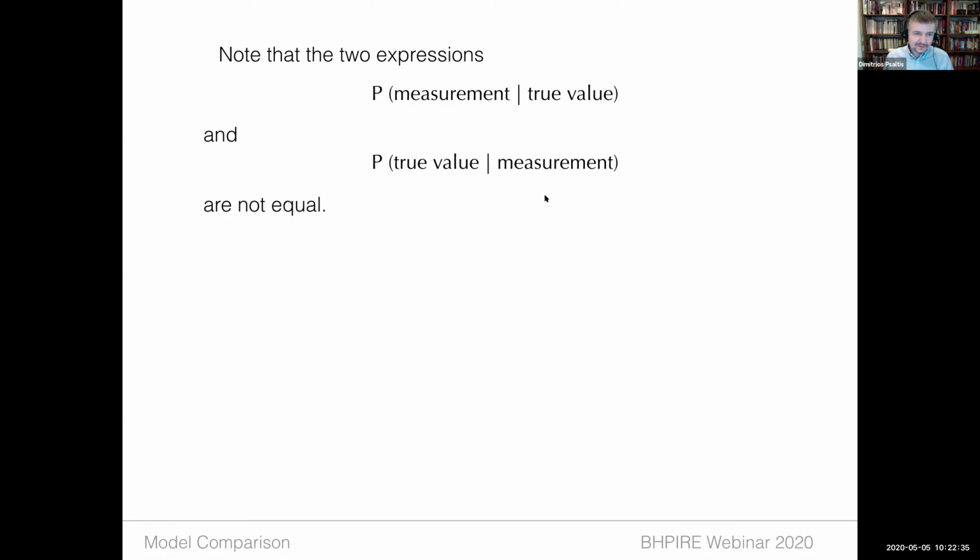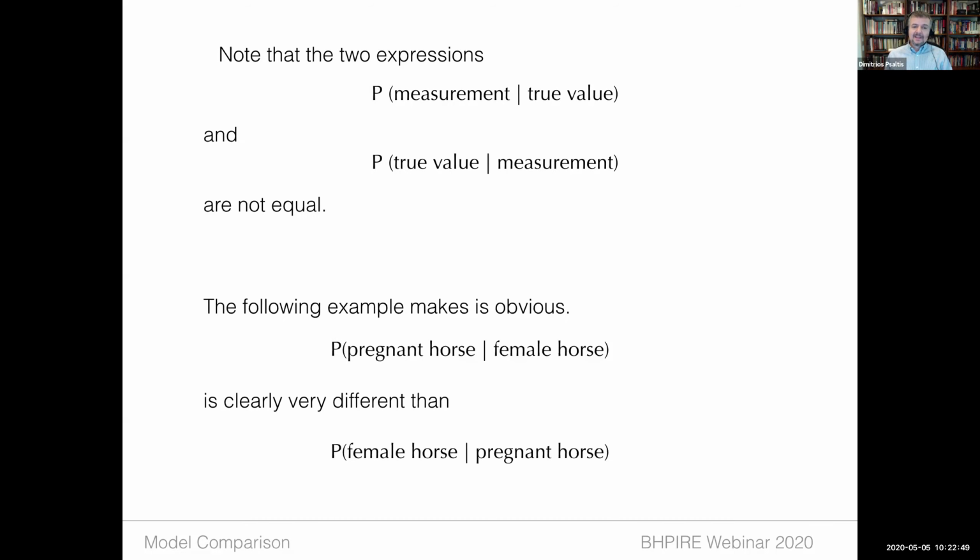And the example that is often given is, let's say that I have a herd of, say, 100 horses. 50 of them are male, 50 of them are female. And some of the female horses are pregnant. Then I ask myself, what is the chance that of all the female horses, some are pregnant? You can calculate that. If 2 out of the 50 female horses were pregnant, the chance is 4%. But that is very different than of all the pregnant horses, what is the chance that one of them is female? Because that's clearly 100%, right? All the pregnant horses are necessarily female.